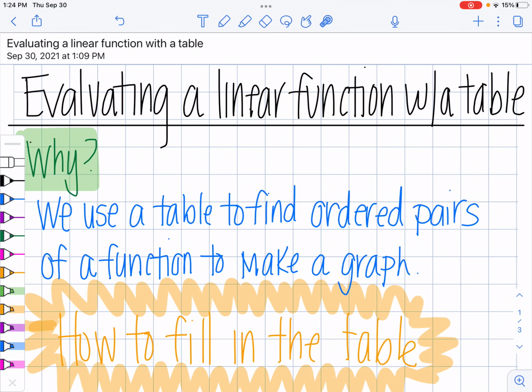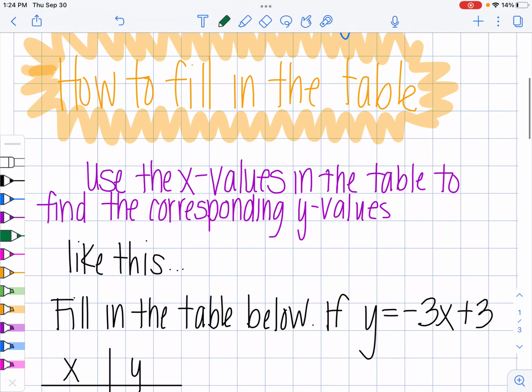Hi there! In this video we're going to learn about evaluating a linear function with a table, or some people call it a t-chart. So why do we need to learn how to do this? Well, we are going to use a table to find ordered pairs, which remember look like x comma y, of a function. In this case we're going to just use the function of a line if we wanted to graph our line.